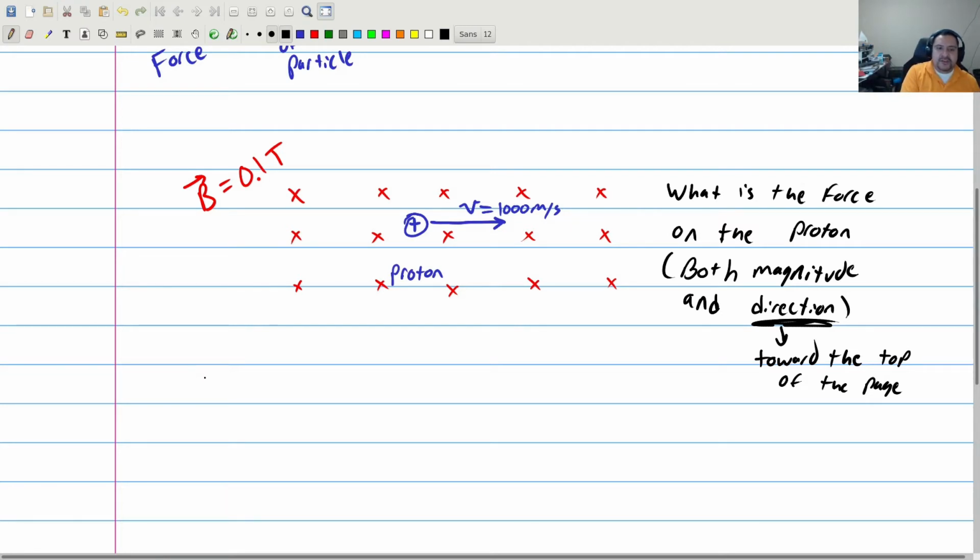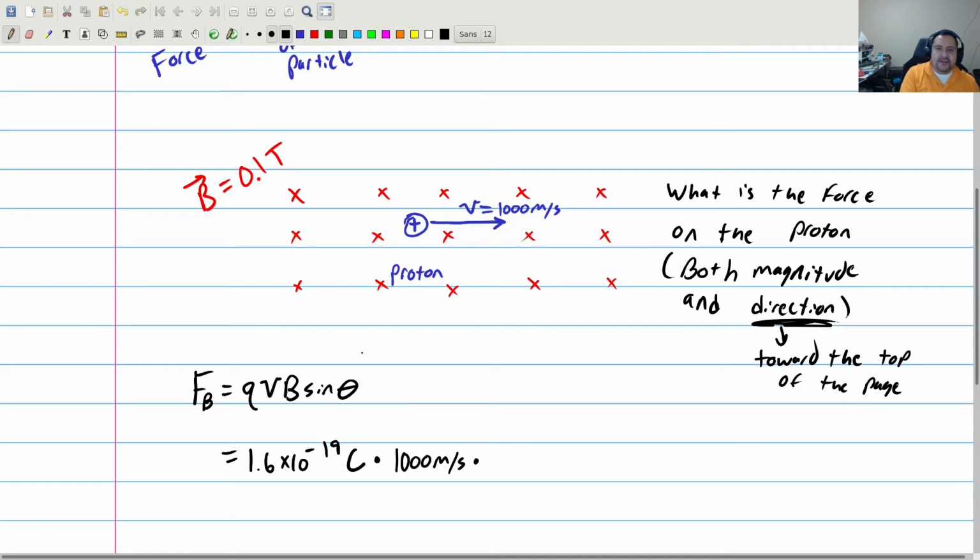Because remember, we can do this by using the cheater way of doing a cross product, which is the first vector times the second vector times the sine of the angle between them. So FB is going to be equal to Q. The Q just comes down, and then V times B times the sine of the angle between them. And that's a velocity V. Okay, cool. So this is equal to my Q, my charge, is a proton. A proton's charge is 1.6 times 10 to the negative 19th coulombs, times my velocity, which was 1,000 meters per second.